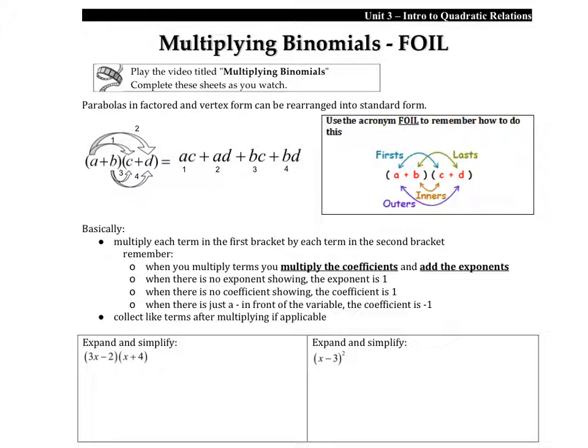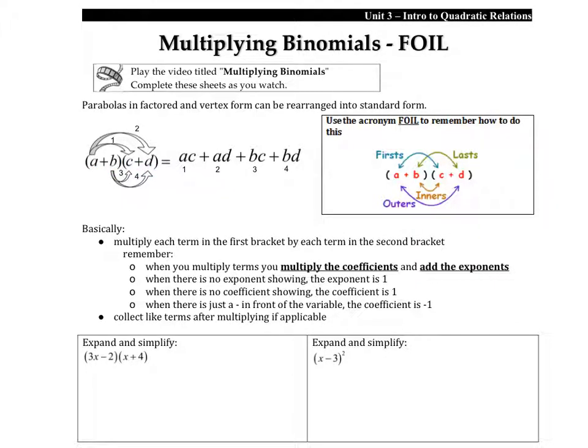Hello everyone, welcome to your lesson on multiplying binomials. So in grade 9, you learned about the distributive property, where you had one term outside the bracket and you multiplied it in. But now we're going to look at what happens when both of your brackets are binomials.